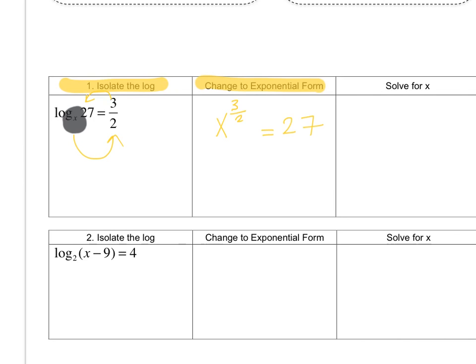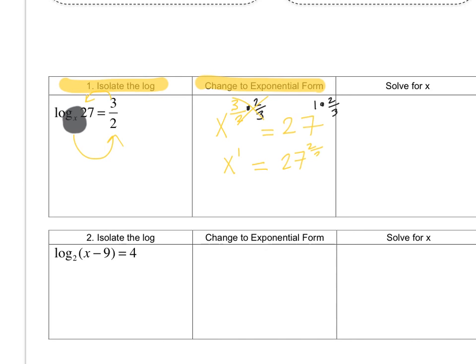Now, how can I solve for x? To solve for x, you get rid of the power by multiplying it by the reciprocal. And whatever you do to one side, you do to the other. Now, 27 means 27 to the power 1. So I need to multiply the 1 by 2/3. So to get rid of a power, you see how 3 and 3 will cancel out and 2 will cancel out. So you are left with x to the power 1 equals 27 to the power 2/3.